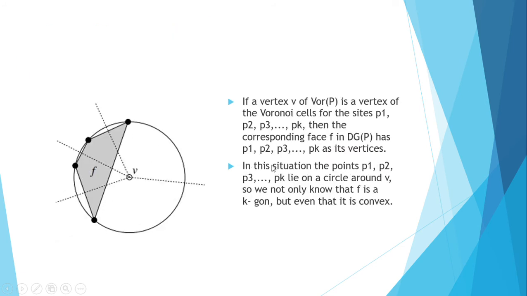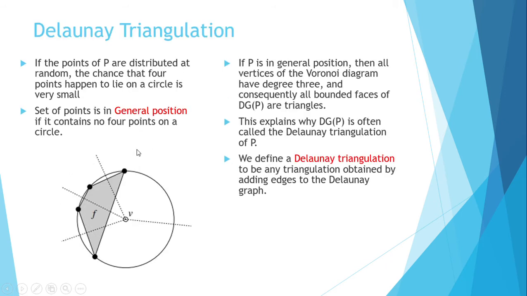The information is that in this situation, the points P1, P2, P3 up to Pk are assumed to lie around a circle around V. So we not only know that it is a k-gon, that is, a polygon, but we even know that it is convex. It is obviously going to be convex, since it lies on the circle.